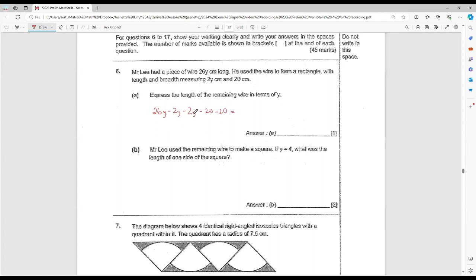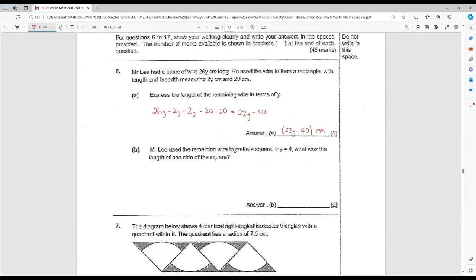26y minus 2y minus 2y, that will give us 22y. Then minus 20 minus 20 is actually minus 40. Okay, it's not 0, it's minus 40. So you take away 20 and then you take away another 20. So answer here, remember to give your answer with units. So you have to use brackets. It's in cm.